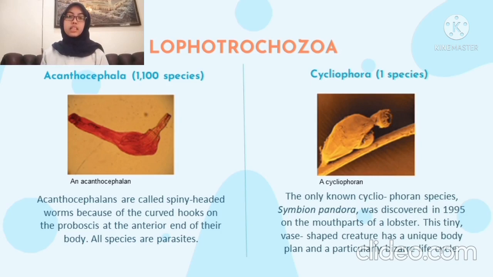On the left, you can see an acanthocephalan. Acanthocephalans are called spiny-headed worms because of the curved hooks on their proboscis at the anterior end of their body. All species in this phylum are parasites. On the right, you can see a cycliophoran. The only known cycliophoran species, Symbion pandora, was discovered in 1995 on the mouthparts of a lobster. This tiny vase-shaped creature has a unique body plan and a particularly bizarre life cycle.